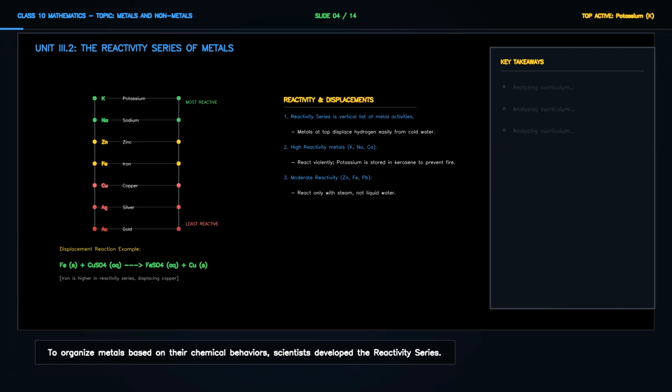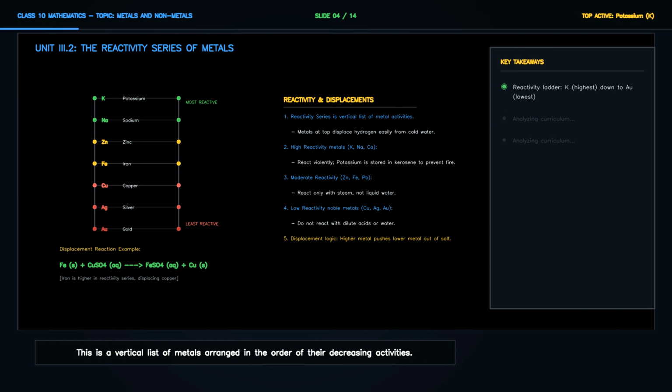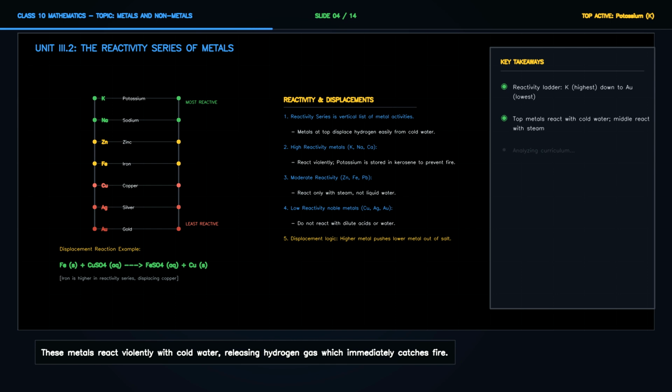To organize metals based on their chemical behaviors, scientists developed the reactivity series. This is a vertical list of metals arranged in the order of their decreasing activities. At the very top of the series, we find highly reactive metals like potassium and sodium. These metals react violently with cold water, releasing hydrogen gas, which immediately catches fire. In the middle of the series, we have moderately active metals like zinc, iron, and lead. These metals do not react with cold water, but react with steam to form oxides and hydrogen.